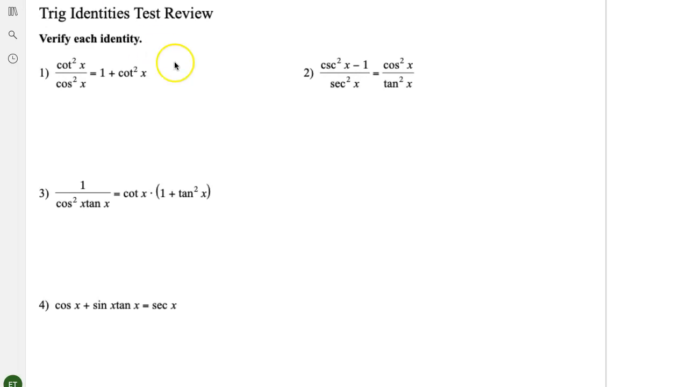Hi everybody, Mr. Tannen here making a quick video to go over some of these trig identities. So, we'll start here with number one.